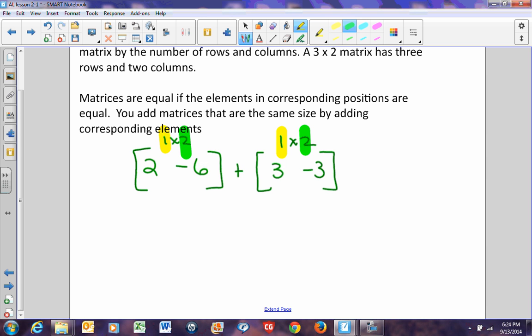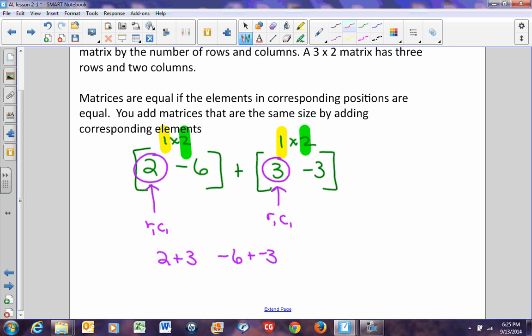To add a matrix, you just add the corresponding elements. What do I mean by that? We add this number here in the first row with this number here in this first row. This is row 1, column 1. This is row 1, column 1. The element in row 1, column 1 is 2. The element in row 1, column 1 of the second matrix is 3. So we're going to add 2 plus 3. And then we're going to add negative 6 plus negative 3.